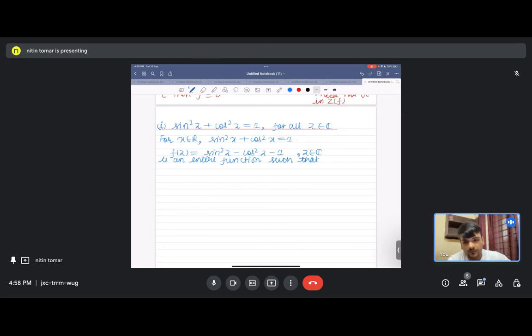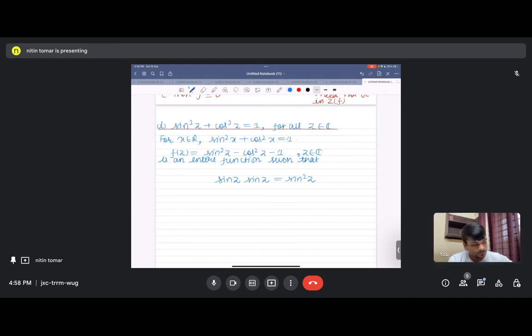Just give me a yes or no. Hello? Yes sir, absolutely. Sine z is entire. This you agree? Cos z is entire. Product of entire functions is entire, right? Yes sir, it should be an entire function. Darshana, what is your doubt?